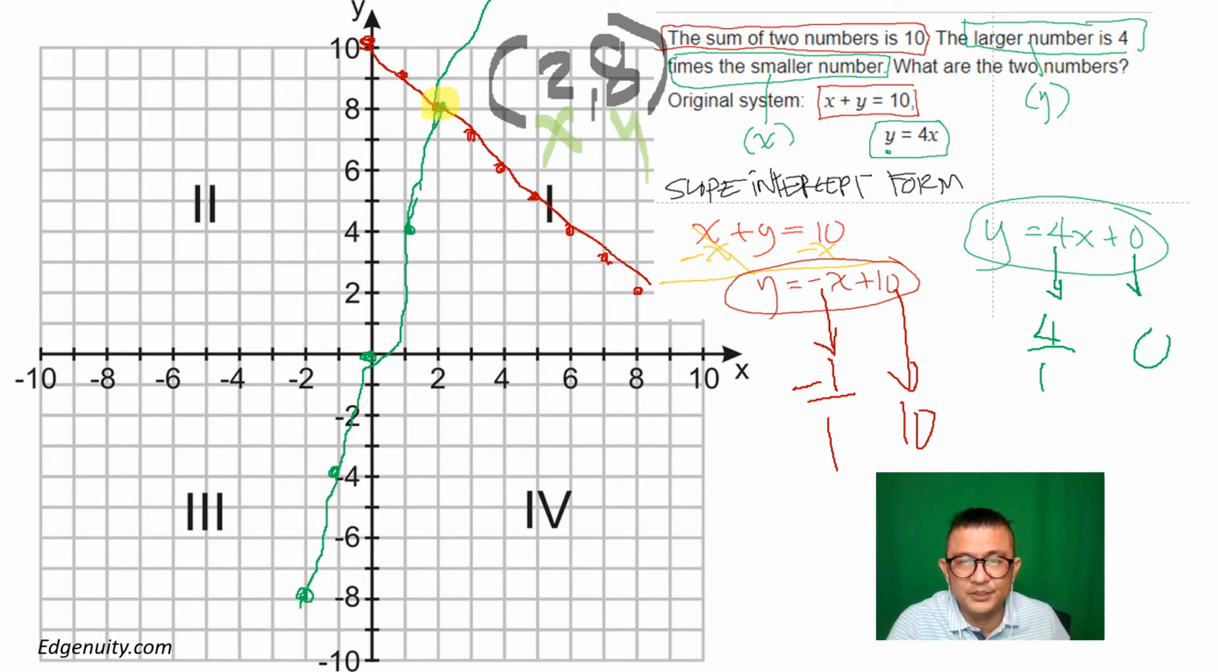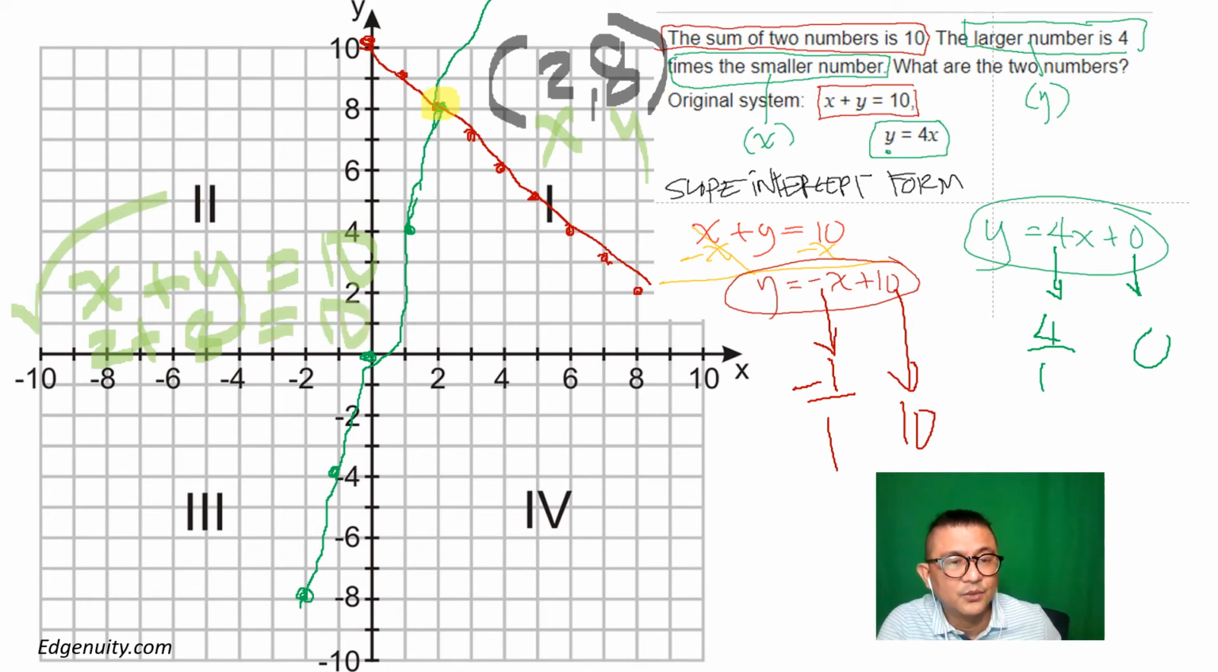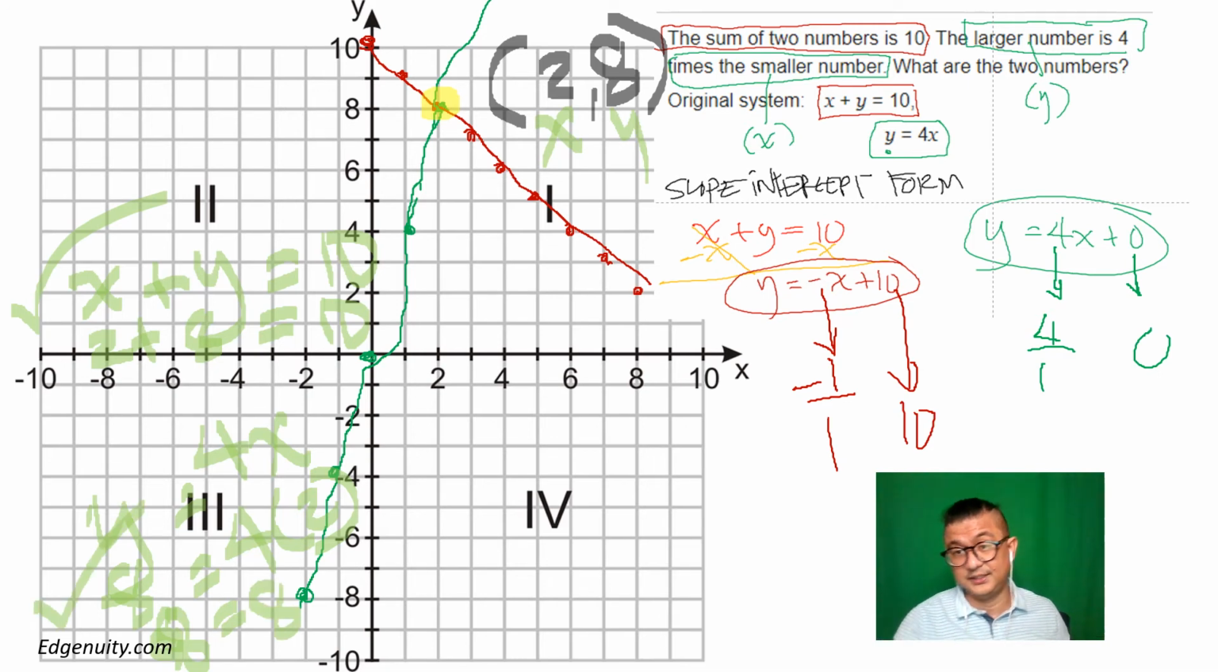That's a smaller number. Let's check. If we add the two numbers, is it equal to 10? Yes. Why? Let's check it out. X plus y is equal to 10. Yes, that's 2 plus 8 is equal to 10. It works. What else do we know? Y is equal to 4 times the smaller number. 8 is equal to 4 times the 2. Yes, left side 8, right side is also 8. It works. So our solution is correct.